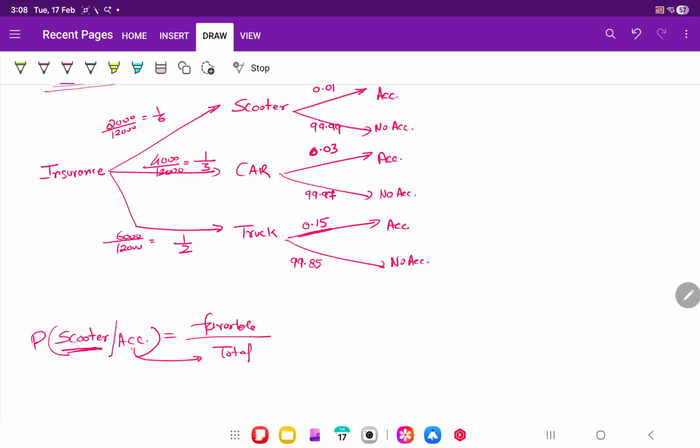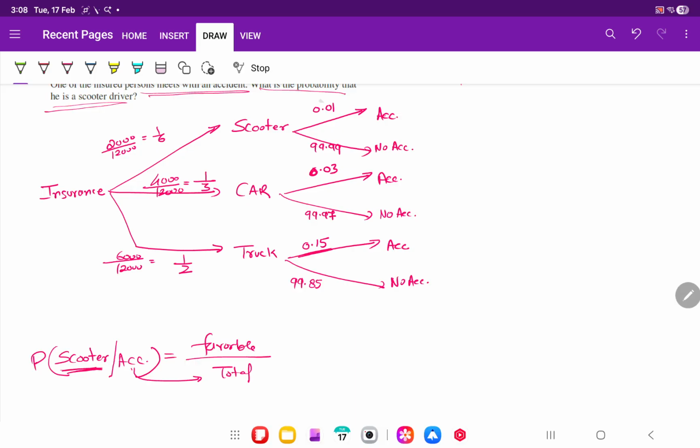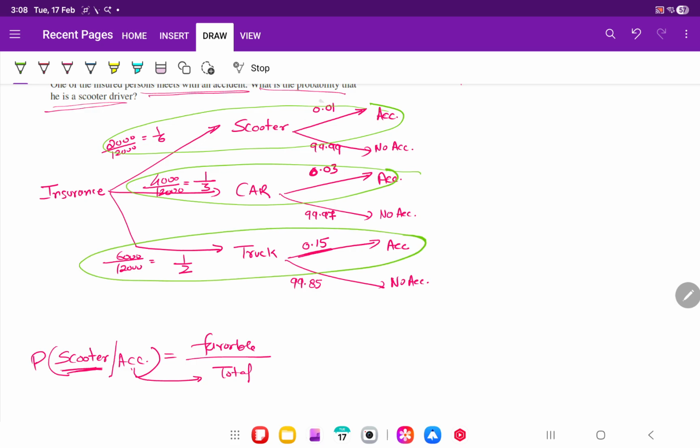Total that accident happened. The total that accident happened is either by the scooter or by the car or by the truck. Out of that it has happened by scooter, so this is the favorable. So let us solve it. So first case, by scooter, 1 by 6 into 0.01.